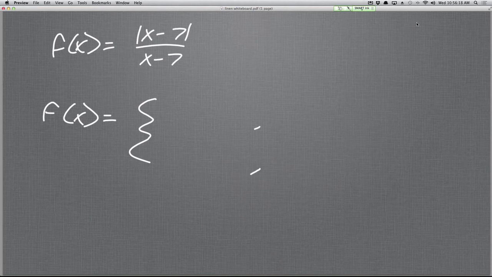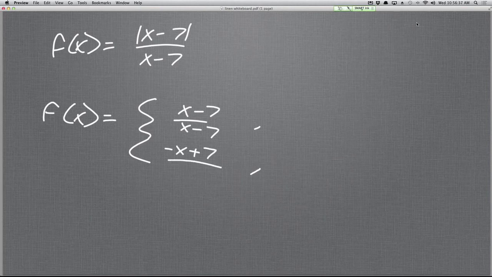Step number 1 is take it exactly as it is and rewrite it. Drop the absolute value. So x minus 7 over x minus 7. Step number 2 is change the signs of what's on the inside. So negative x plus 7. If it doesn't have absolute value around it, it stays the same.